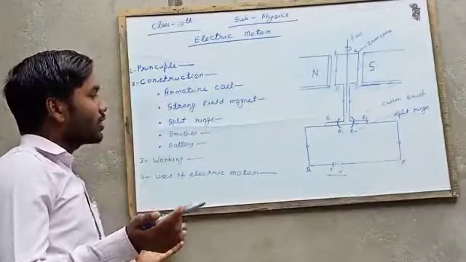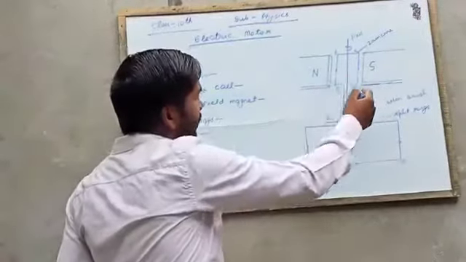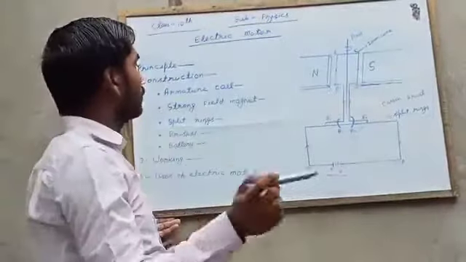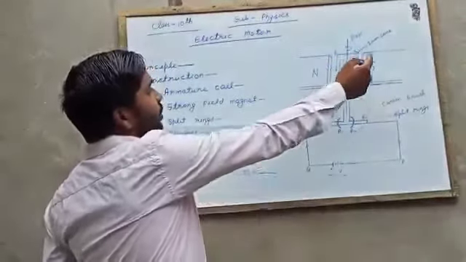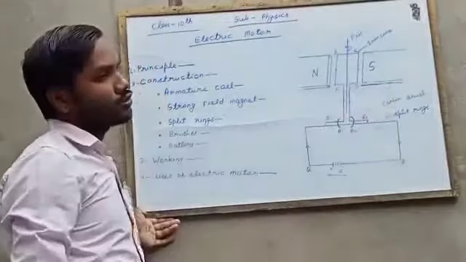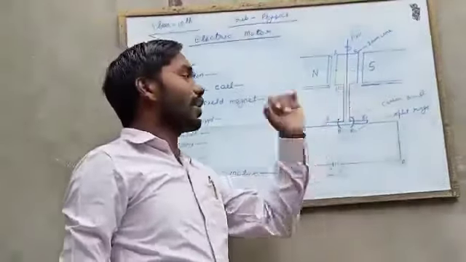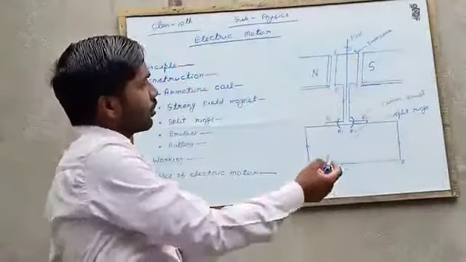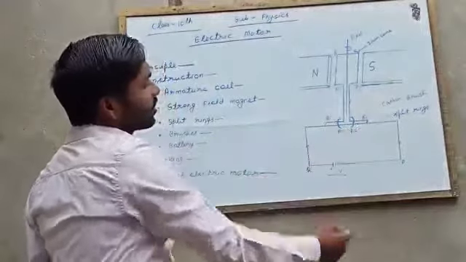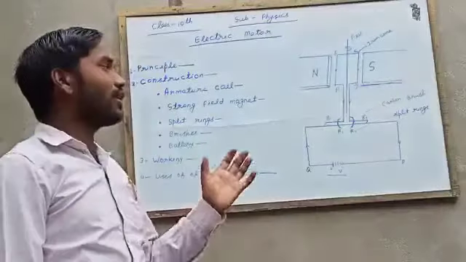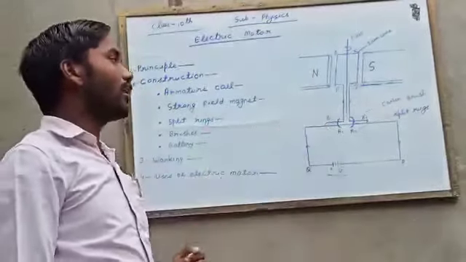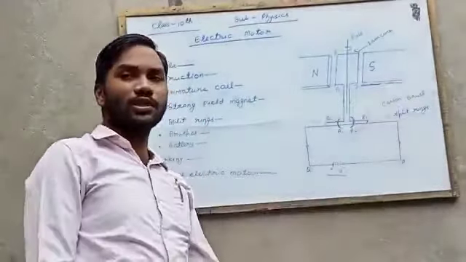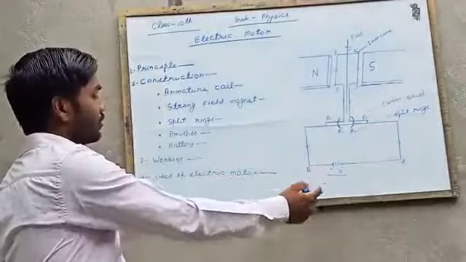So these are the construction parts: armature coil ABCD which has many turns of copper wire on it. Strong field magnet: you can see here north and south poles of the magnet, and between them the armature coil is placed. Here two split rings R1 and R2 are there, which are welded to the coil ends, and brushes B1 and B2. These are carbon brushes, and the battery.